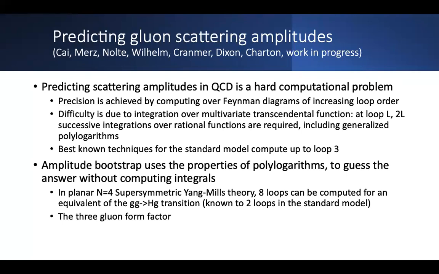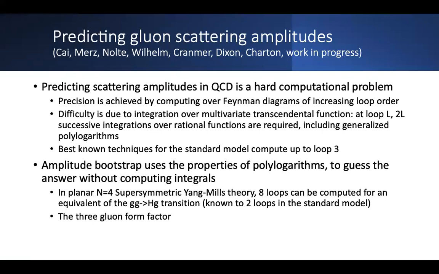The way you do it is normally you integrate over Feynman integrals of increasing loop orders. The loop is the number of virtual particles created and destroyed during the interaction. And it's a terrible mathematical problem. You get polylogarithm integration of transcendental functions everywhere. And the best known techniques we have for the standard model compute up to loop 3. And this is totally insufficient to carry out the experiments that CERN wants to do.